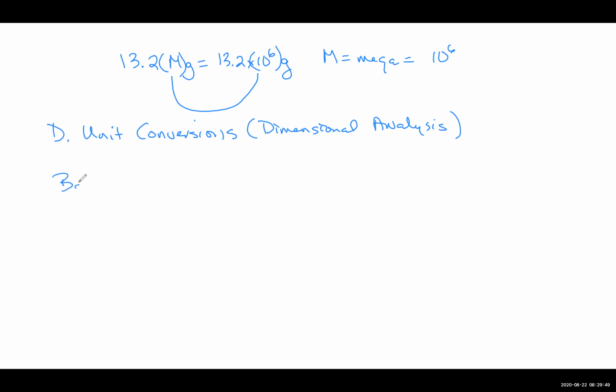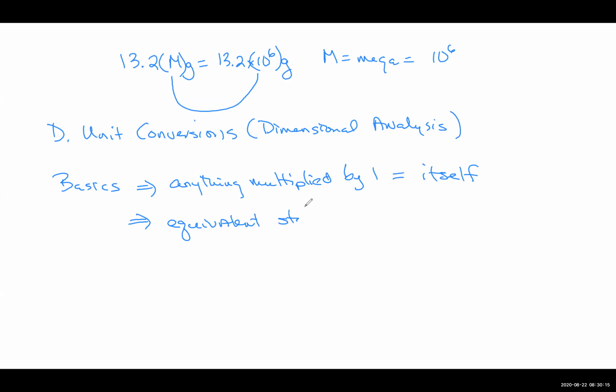The basics of dimensional analysis is that you can take anything and multiply it by 1. Anything multiplied by 1 equals itself, right? If you multiply something by 1, you don't change it. And so to start out with, the other piece that I need you to know is that you're going to need to know what I refer to as equivalent statements. Now, again, since we're online, you can always look these up, but if we were in the classroom, the equivalent statements within the metric system, you're responsible for.